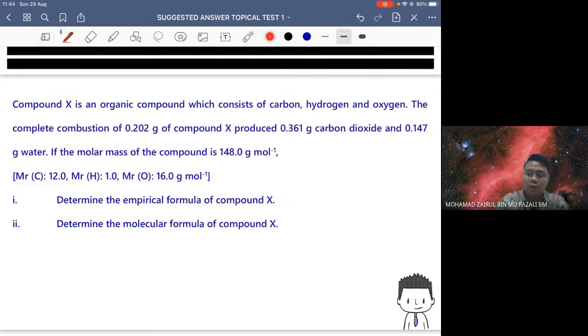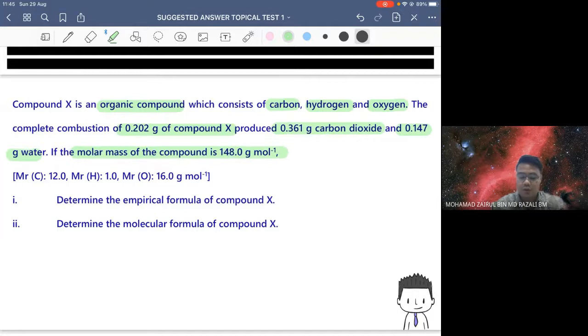Okay, so for question number 2, compound X is an organic compound which consists of carbon, hydrogen and oxygen. Maknanya dalam compound X ini kita ada 3 elemen. Okay, the complete combustion of 0.202 gram of compound X, ni maknanya adalah berat compound X, produce 0.361 gram carbon dioxide and 0.147 gram of water.